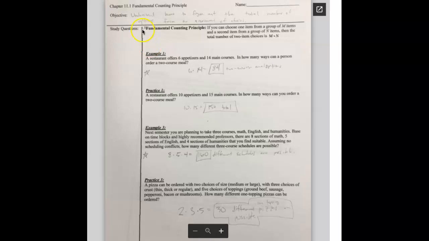Let's see what I wrote here. The objective: to understand how to figure out the total number of options from an assortment of choices, right? So that's one way to define it here. The fundamental counting principle is defined a little more mathematically, but still abstract.